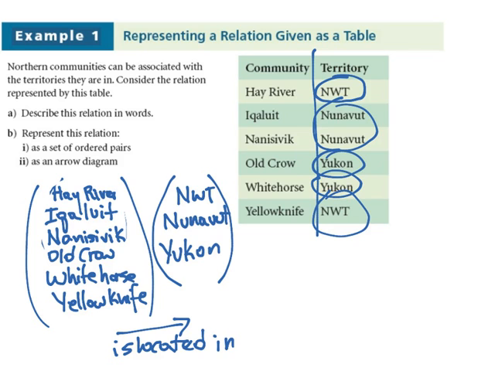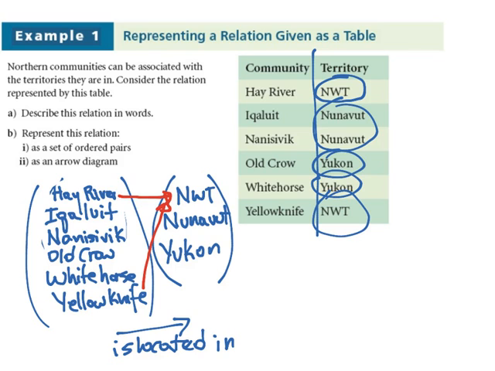We're not finished with the arrow diagram because we have to show association. Because Hay River is located in Northwest Territory, we have to show an arrow identifying that. And because Yellowknife is also located in Northwest Territory, we have to show an arrow as well. And I'm going to use different colored arrows to demonstrate the relationship between Nunavut, Yukon, Northwest Territories, and the communities that are present in those territories.